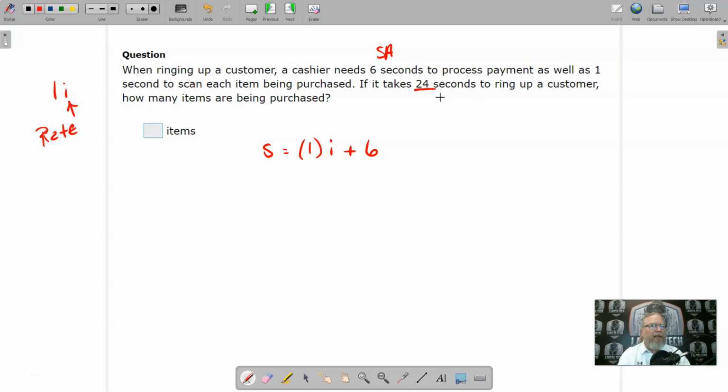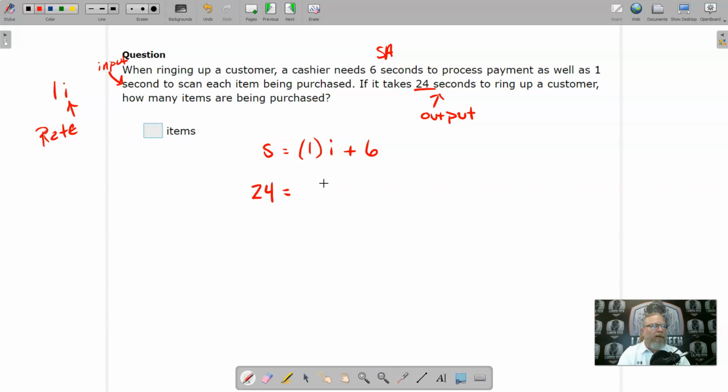So this is actually our output right here. Output. Keep wanting to just abbreviate it, OP. And so we have an input of seconds, right? Seconds is our input. Make sure we get everything labeled there. Now, they're giving us the output. So we're going to put in 24 right here.